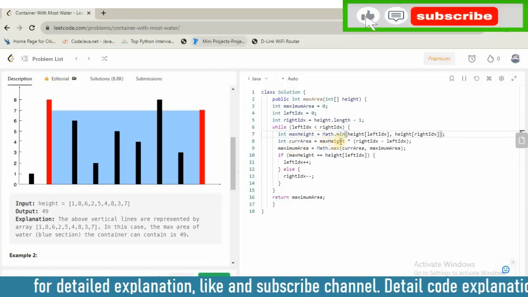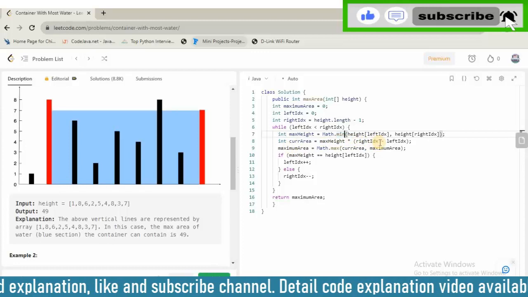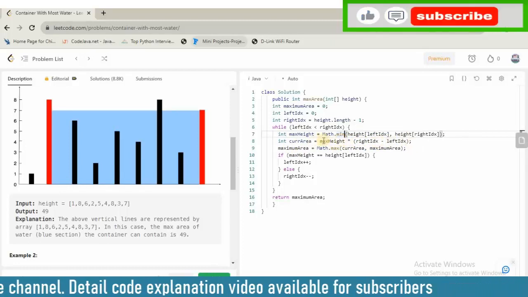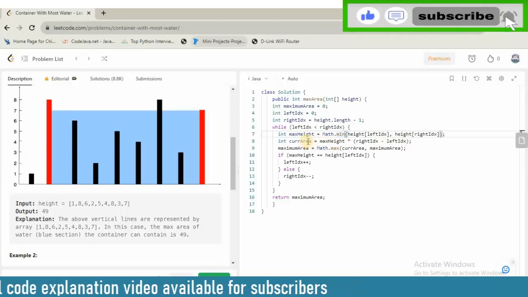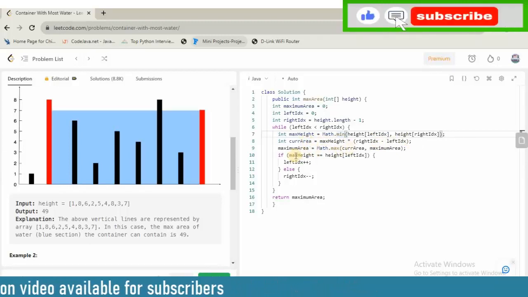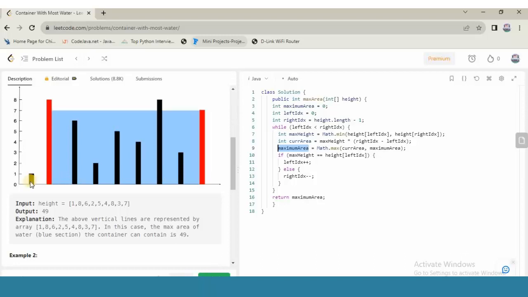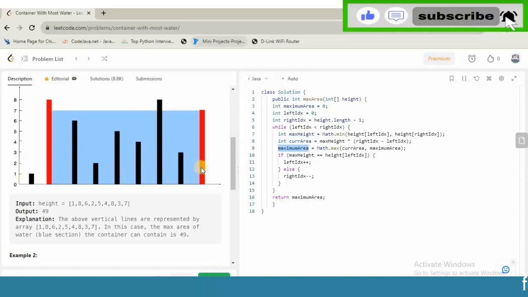Now the current area is the height multiplied by the difference between right index and left index. That is the current area where water can be stored. We always need to find the current area and the maximum area, and finally store the maximum area. Current area means, when I select 7 and 1, the difference between them is 1 2 3 4 5 6 7 8. 8 ones are 8 units of water we can store.